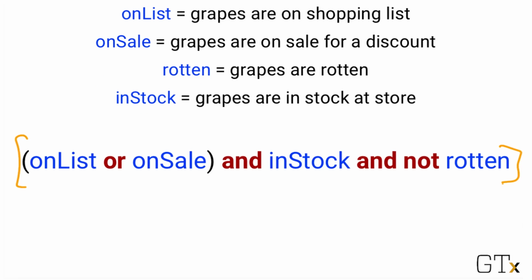It looks kind of complicated, but it really does a good job of mimicking the way we think about the real world. You go to the store and you see if grapes are either on your list or if they're on sale for a discount. If either of those things are true, then that whole part of the statement is true. And now we can move on to the other 2 parts.